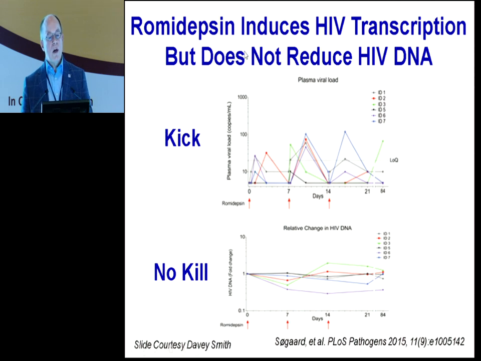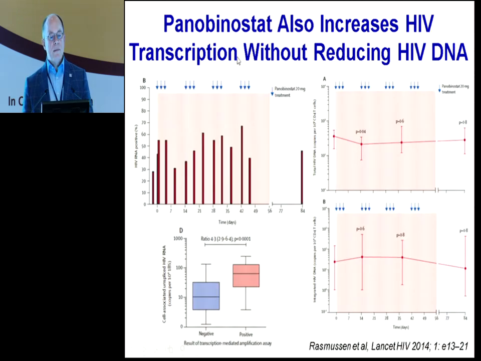And the story here is pretty similar in that these agents can be effective in increasing HIV transcription, but there doesn't seem to be a reduction in HIV DNA. So even though they activate the latently infected cells, the total pool of HIV DNA doesn't seem to benefit from the expected killing of those cells. So here you can see the increase in HIV RNA, the kicking, and this is the HIV DNA, so there's no killing.